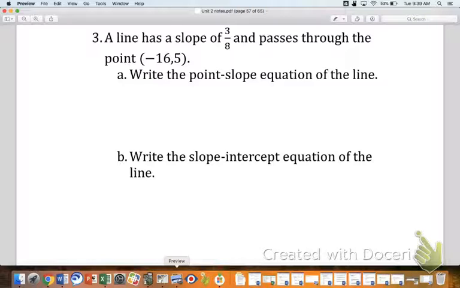All right, let's at least see what we're doing with A. Jaden, what'd you get for A? I got y minus 5 equals 3 over 8, and then in parentheses x plus 16. Okay, that's nice. Nice job. You guys okay with that? 3A? Okay. 3B, looks like you guys are about there.